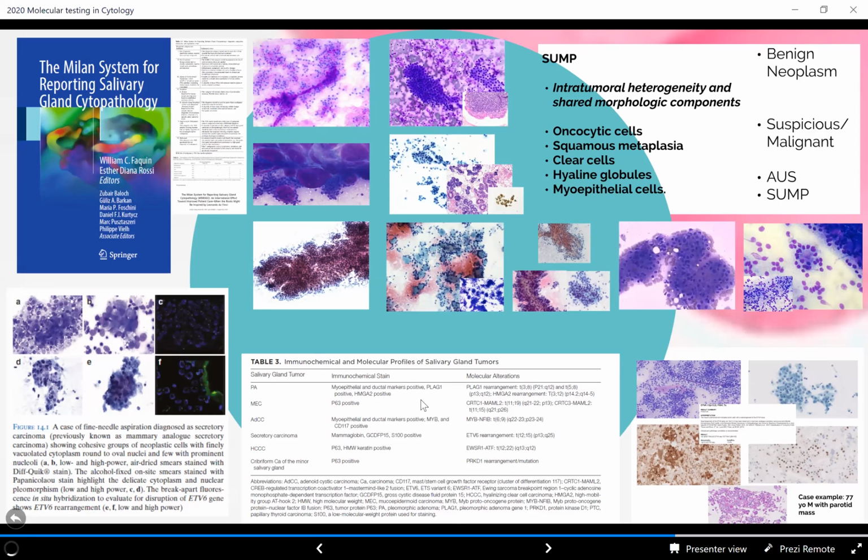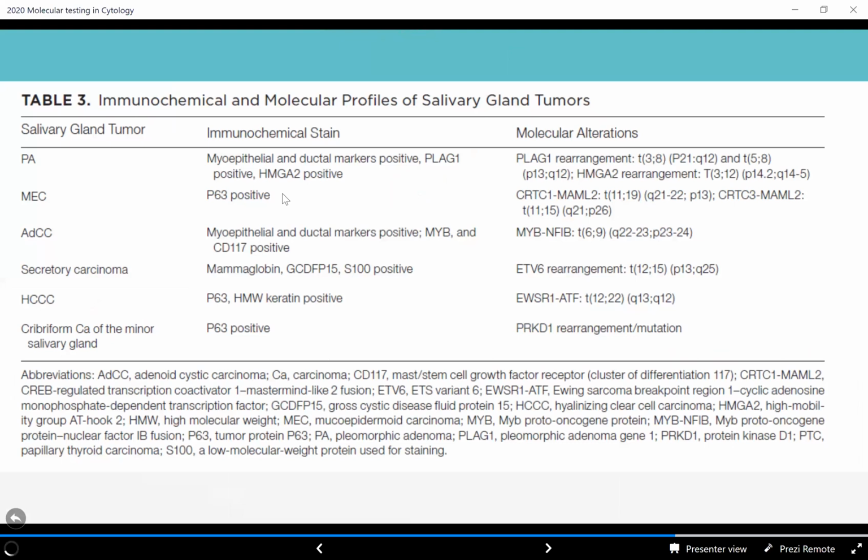A lot of these tumors do have molecular profiles: pleomorphic adenoma, adenoid cystic, secretory, what else? So on and so forth. And each one of these has a different molecular alteration. So it's helpful in the cases where you are unsure.